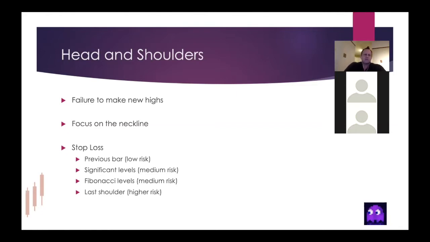Okay, so there's a couple ideas for how to trade this. You can be looking for the stop loss at a previous bar. Okay, that's going to make sense when we show you some examples, at significant levels or at the last shoulder.